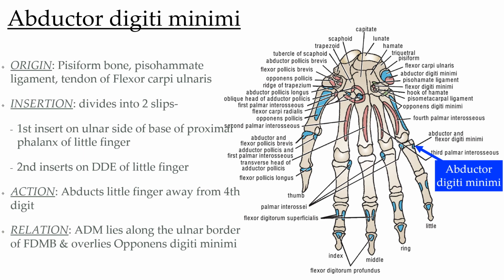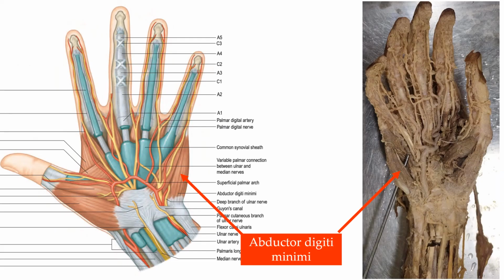Majority number of fibers insert over the medial side of the base of proximal phalanx of little finger, that is fifth digit, and few of the fibers merge with the dorsal digital expansion of the fifth digit. This illustration on the screen is to show you the placement of abductor digiti minimi. Here, this medially placed muscle is abductor digiti minimi, and this laterally placed muscle will be flexor digiti minimi, about which we will talk next.